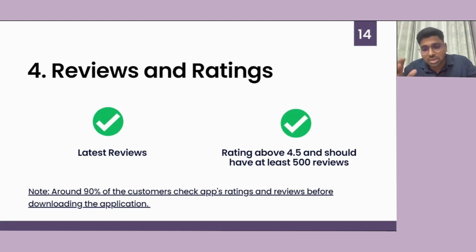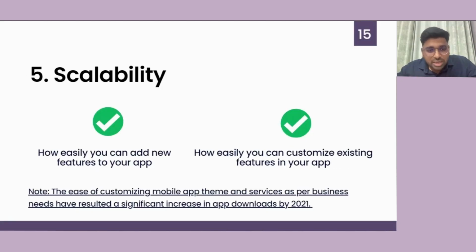add it to your complete list, and then check their rating. If it is above 4.5 and they have at least 500 reviews, you can consider them. If they have 500 reviews, it means they have served at least 1500 to 2000 merchants to get those 500 reviews. So if the mobile app builder has these qualities, then you can consider that mobile app builder. Okay, let's move to the next slide, please.